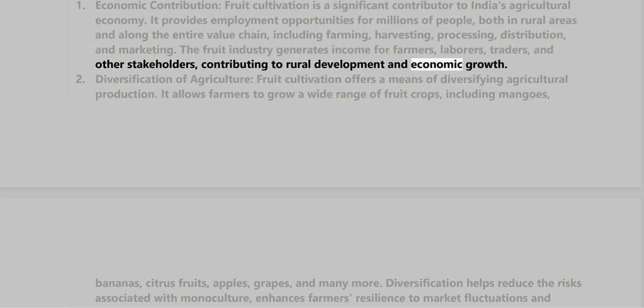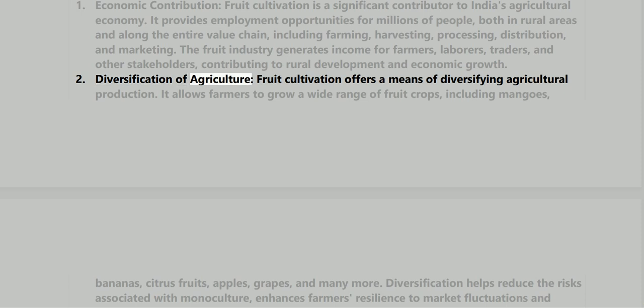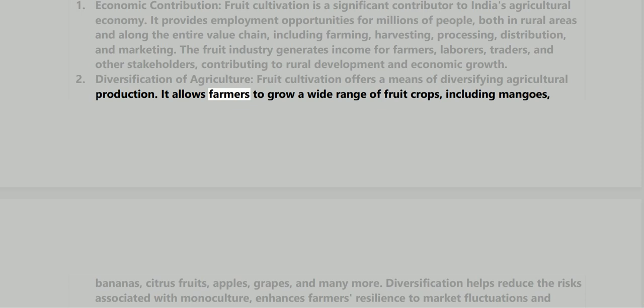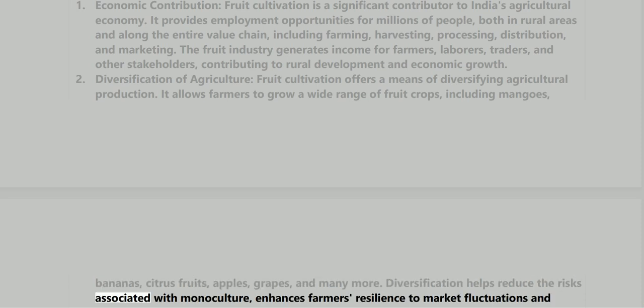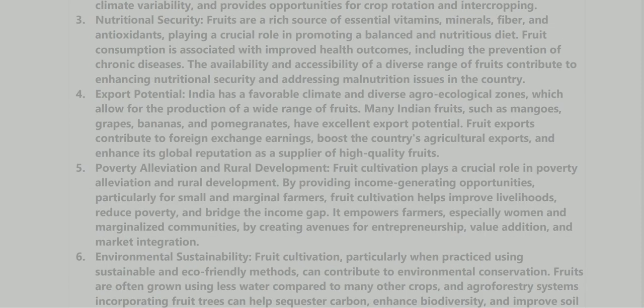2. Diversification of agriculture. Fruit cultivation offers a means of diversifying agricultural production. It allows farmers to grow a wide range of fruit crops, including mangoes, bananas, citrus fruits, apples, grapes, and many more. Diversification helps reduce the risks associated with monoculture, enhances farmers' resilience to market fluctuations and climate variability, and provides opportunities for crop rotation and intercropping.